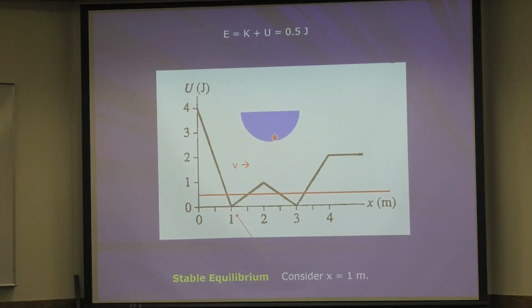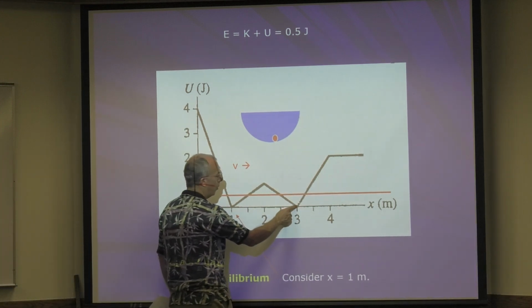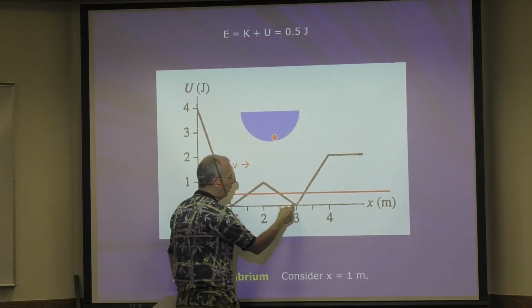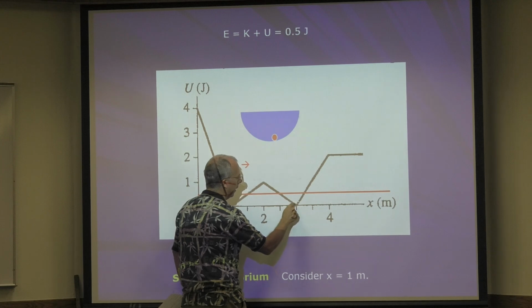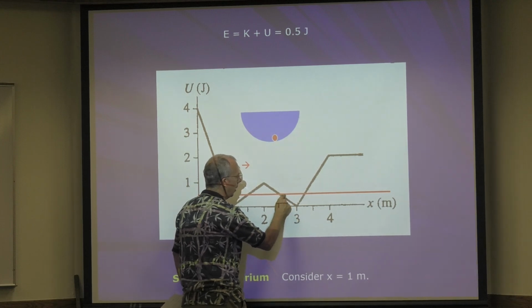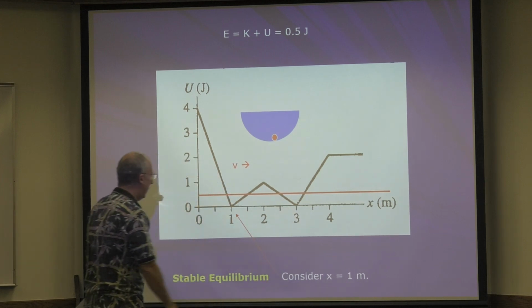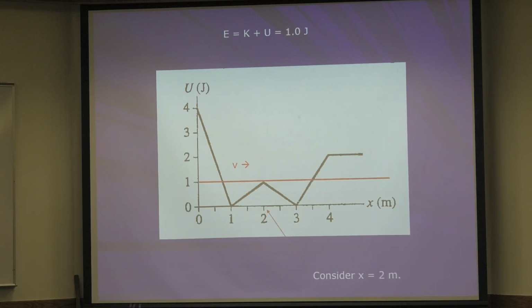Okay, is there another stable equilibrium point? Yeah, right here. If the particle were here and you flicked it either this way or that way, I don't care which, it's just going to go back and forth, back and forth. Kinetic energy is going to get smaller and smaller, potential energy is going to get larger and larger, and it keeps going back and forth. So that's stable equilibrium. Now, let's change it.